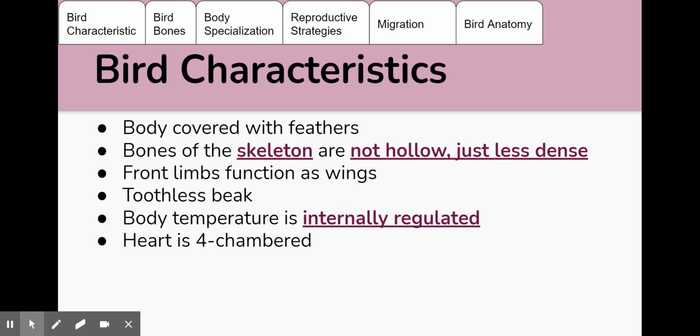The body is covered with feathers, and the bones of the skeleton are not hollow. They're just considered to be less dense. They have front limbs that function as wings, and they have a toothless beak. Their body temperature is internally regulated, and their heart is four-chambered.